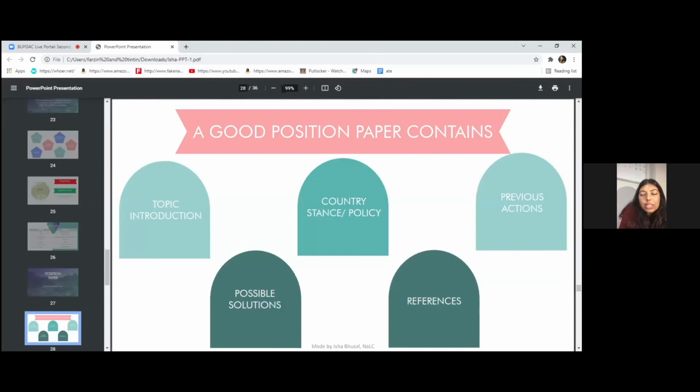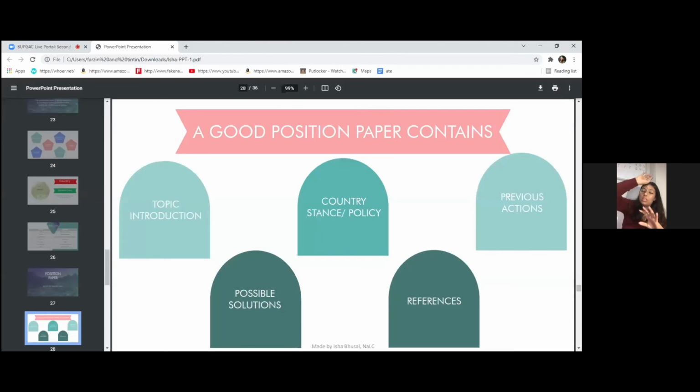A position paper is basically your position regarding the agenda, written down in a paper. Basically, it's just that. There you'll be talking about the topic, which is the agenda. Then you'll give your country's stance and policies. You'll say what you've done previously for the same issue, what you're planning to do in the future, and then references. So a good position paper is separated into three parts, or let's say four parts: past, present, future, and references.